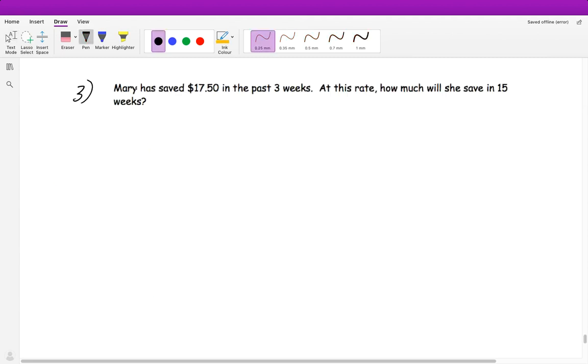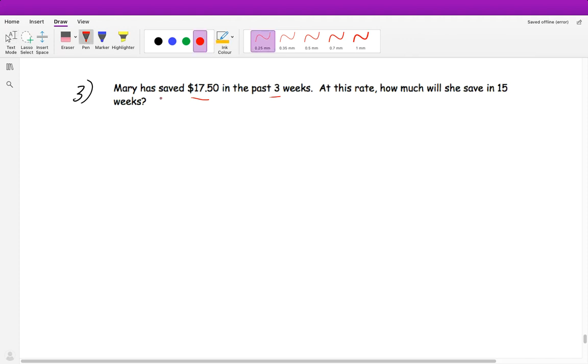All right, the next one says, Mary has saved $17.50 in the past 3 weeks. At this rate, how much will she save in 15 weeks? So once again, I'm not going to set up a tape diagram because one, I'd have to compare the money with the weeks because remember, our rates are comparing two different things. It's not going to be weeks to weeks. And if I do 17.5, that means I'm going to draw a half of a block. It's just going to be messy.